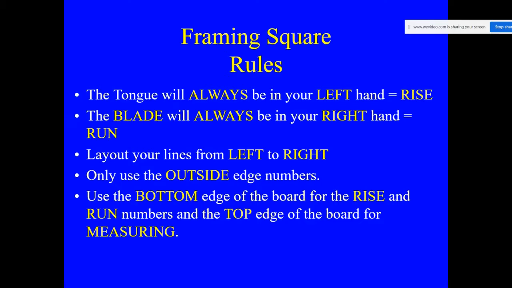You only ever use the outside edge numbers on the framing square. It's really important. If you do sometimes inside, sometimes outside, or vice versa, you're going to get yourself confused. So in this class, we always just prefer to make it standard, just use the outside. Use the bottom edge of the board for the rise and run numbers and the top edge for measuring. All right. And that's it. So this should help you get a baseline understanding of what to do. After this, we're going to practice doing some calculations so you know how to calculate all the measurements you need to actually do a rafter layout.